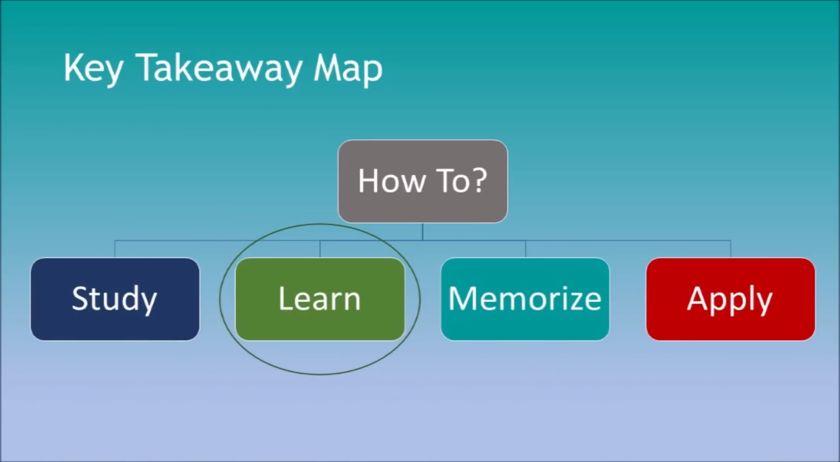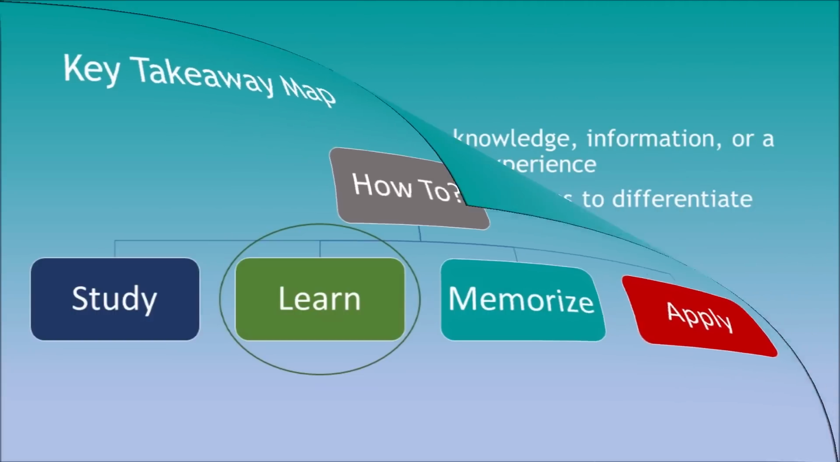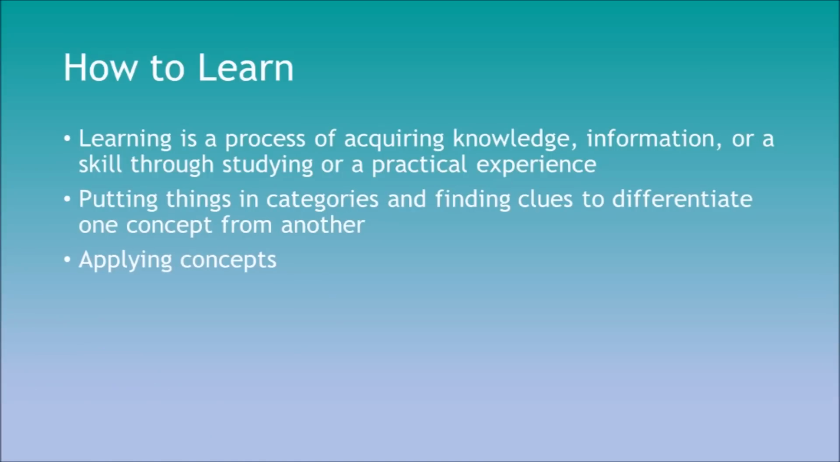Now we'll go over strategies on how to effectively and efficiently learn and understand the recently acquired information. Learning is a process of acquiring knowledge, information, or a skill through studying or practical experience. At the learning stage, you are recommended to organize the information you acquired using a systematic approach.